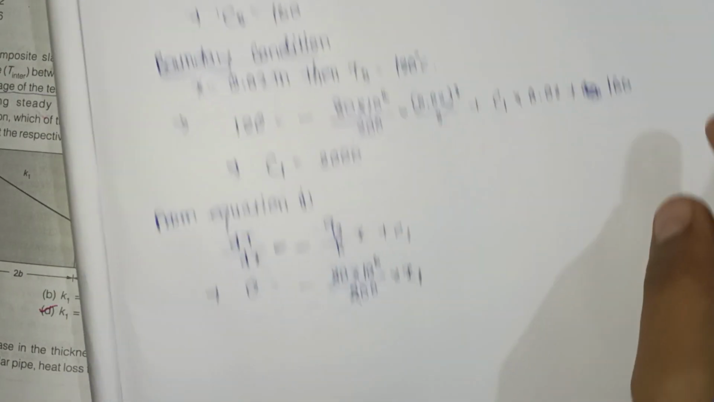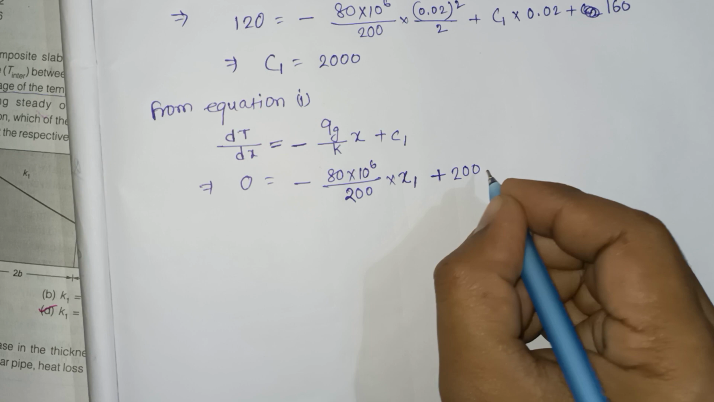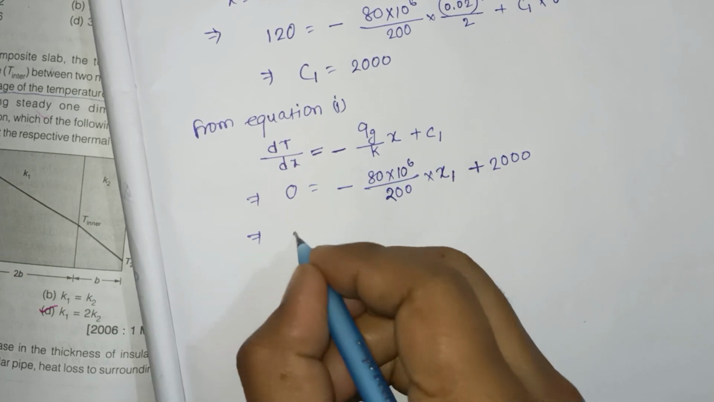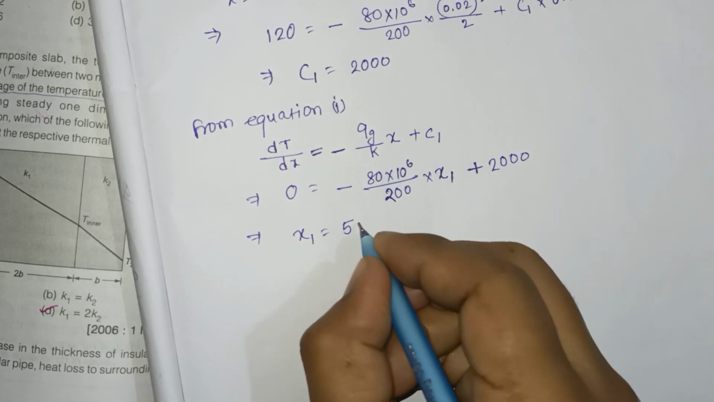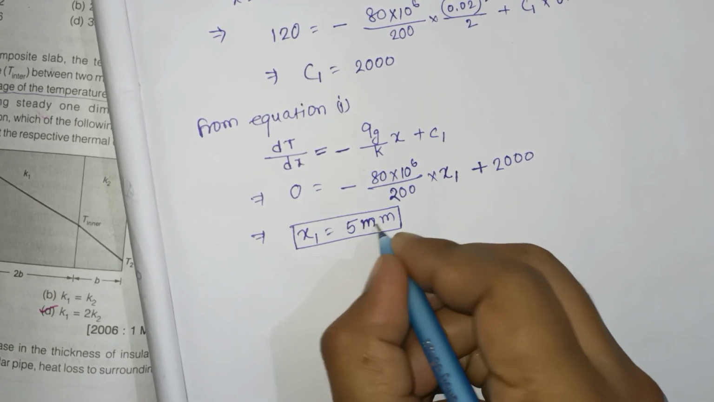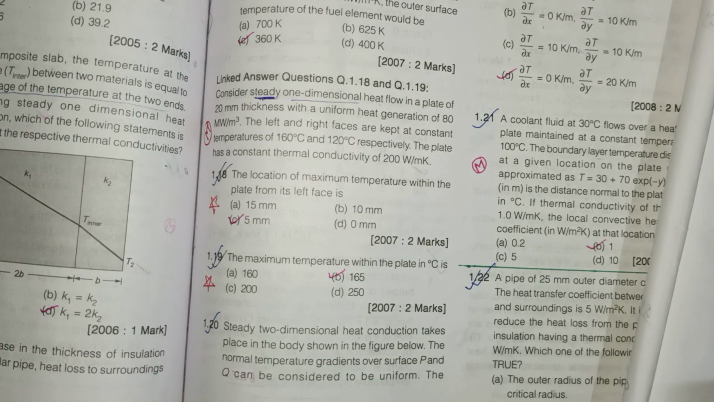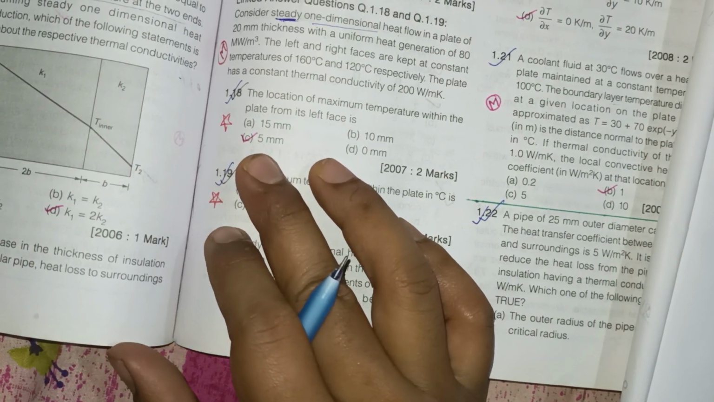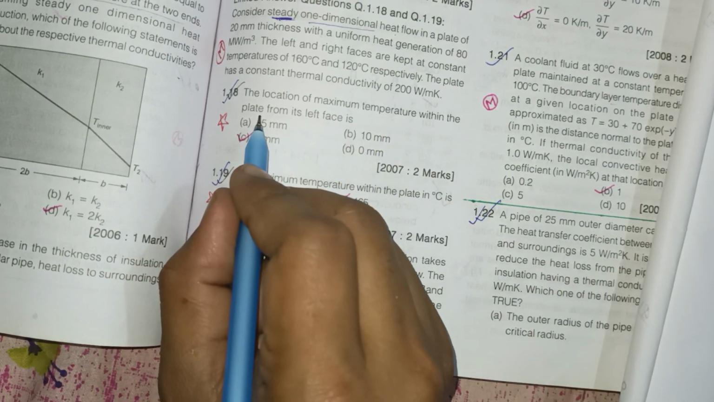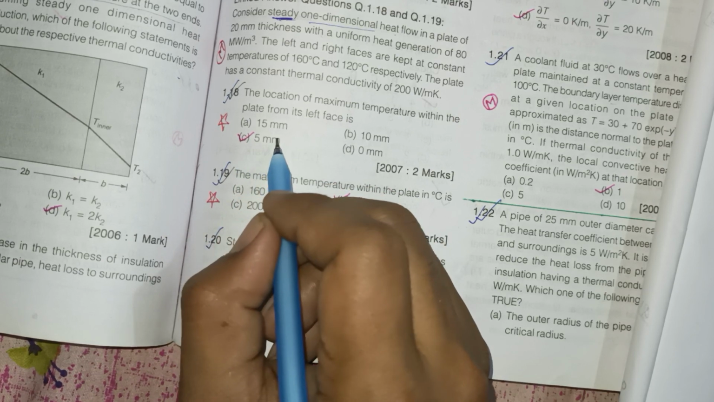What is the value of x1? That is equal to this, plus the value of c1, that is 2000. If you calculate the value, this x1 value will be 5 millimeter. So here the answer is option number C, the location of maximum temperature within the plate from the left face. So here the correct option is C.